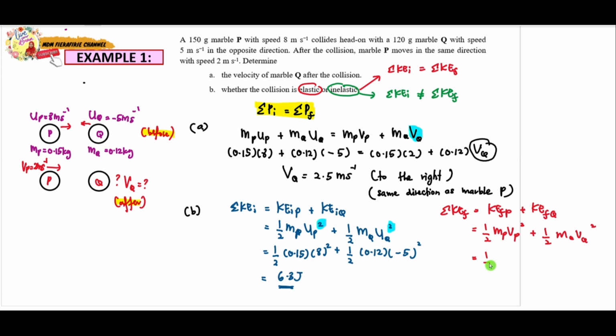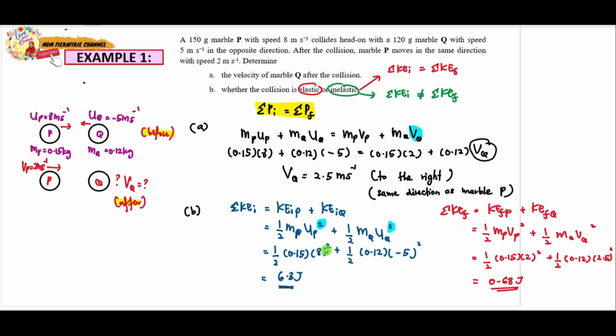Okay, so masukkan semua nilai. So vp is 2, jangan lupa squared, and mq, the mass of q is 0.12, vq kita dah dapat tadi, kita dah kira 2.5. Okay, tak muat. Okay, so now total kinetic energy final saya kira saya dapat 0.68 joule.